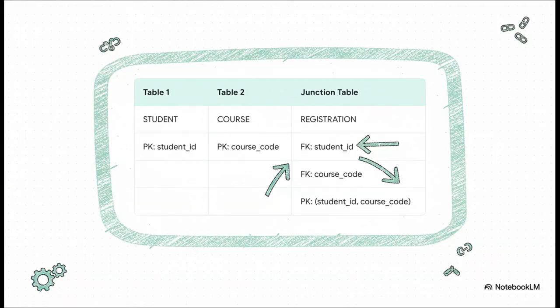This registration table is the perfect example. Look what it does. It grabs the primary key from the student table and the primary key from the course table and uses them both as foreign keys. Then you combine them, and that combo becomes the new primary key for the registration table itself. It's brilliant. It perfectly tracks every single student to course connection.